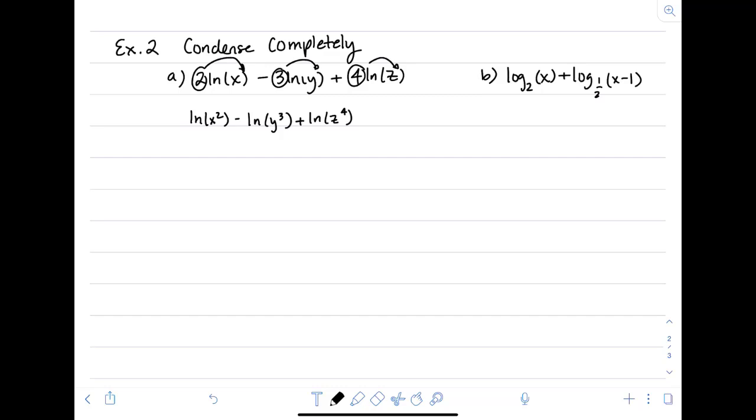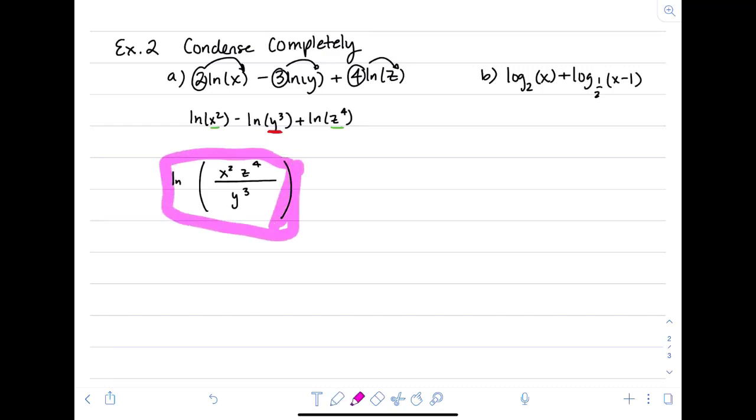Now we're going to try and put this into one logarithm, and I know I'm going to have a ratio because I see both positive terms and negative terms. So let's underline what is going to go in the numerator and what's going to go in the denominator. The ln x squared term is positive, and the ln of z to the 4th is positive, versus the ln y cubed is negative. So when I write my fraction, I'm going to have in the numerator x squared, z to the 4th, and then in the denominator goes the y cubed. And then I notice my fraction cannot be reduced any further, so that's our answer.